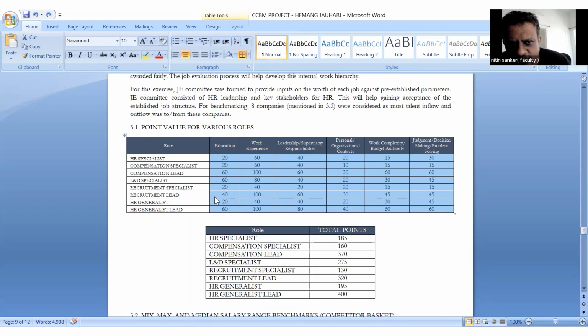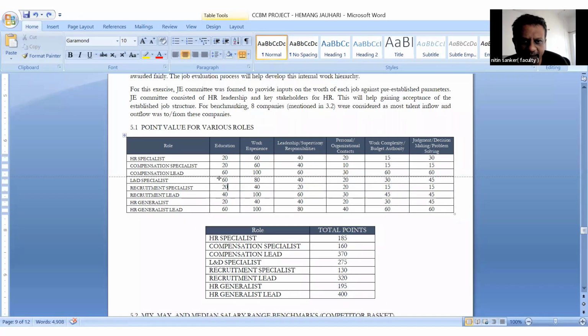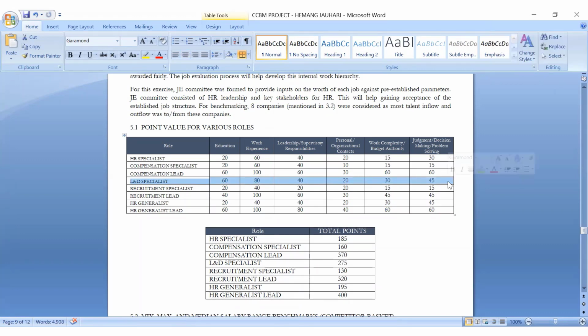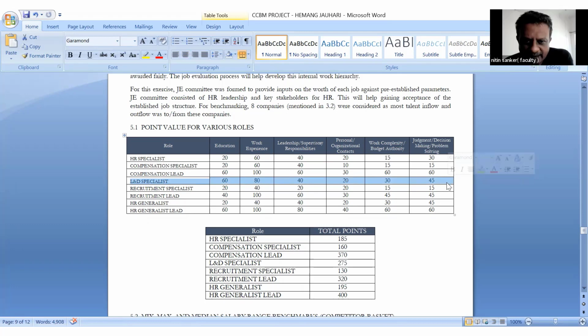Correct? Okay. So automatically a basic HR generalist will get a lower salary than, let's say, an L&D specialist, because the education required for an L&D specialist would be higher. The HR generalist is the lower-end job, whereas an L&D specialist requires more education, more experience, more leadership, more everything. So on the whole, these people will get higher points. You can see here, this is 275, and a generalist is getting only 195. So there will be a difference.